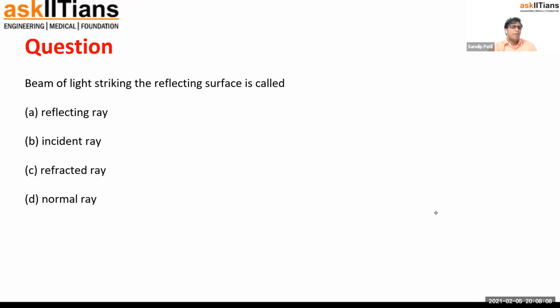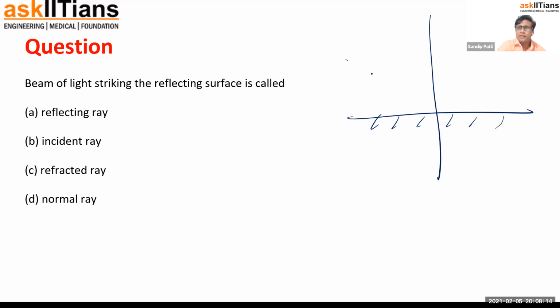Next, beam of light striking the reflecting surface, right? Reflecting surface means mirror. One is striking like this, and one is going away. What do we call the beam which is striking? That is the incident ray, right? Let's mark this incident ray. Reflected ray means which is going reflected. Normal means which is making a 90-degree angle. Right? What is the refracted ray?